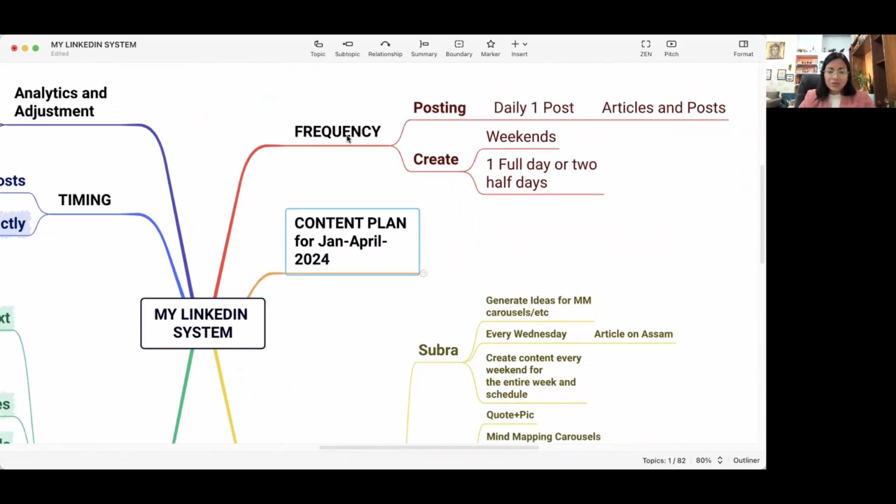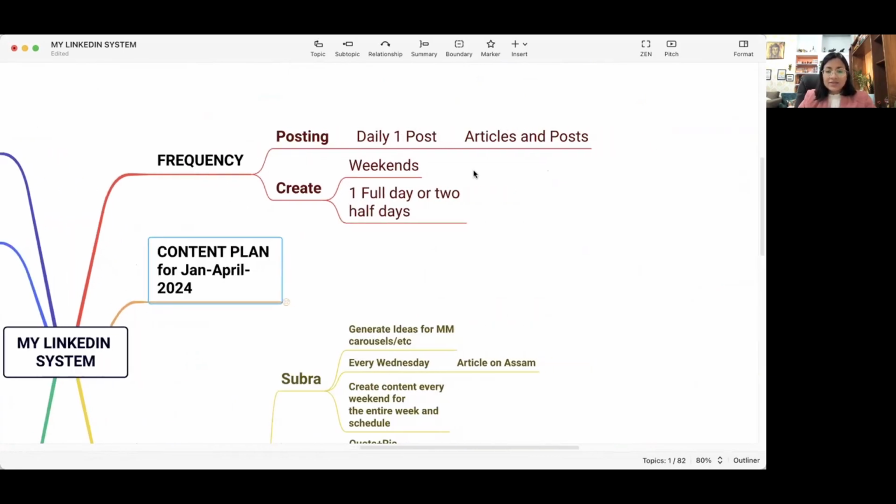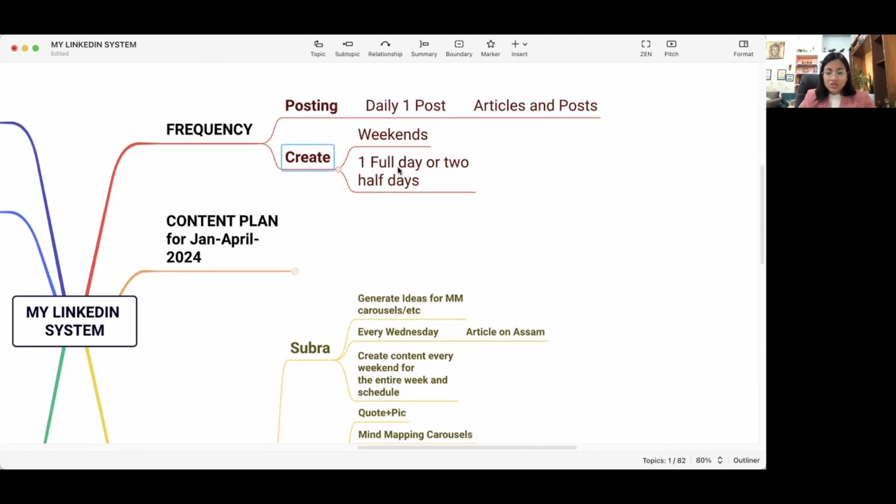For example, I start with frequency. How frequently am I going to post? And see, it's written that I post daily, one post, and it could be either an article, which is a long post, or a short post. And when do I create? While I post daily, the creation work needs to be done mostly on weekends, either one full day, maybe a full Sunday or a full Saturday, or 2 half days. So that is how I sit down and create all my pieces of content.